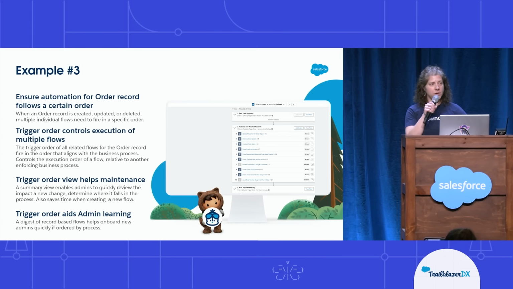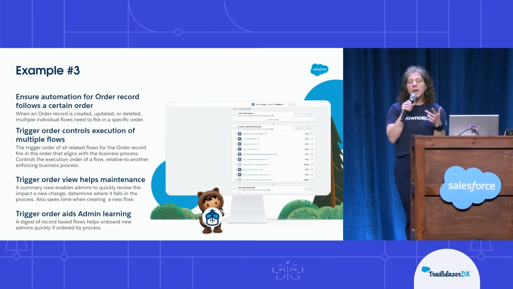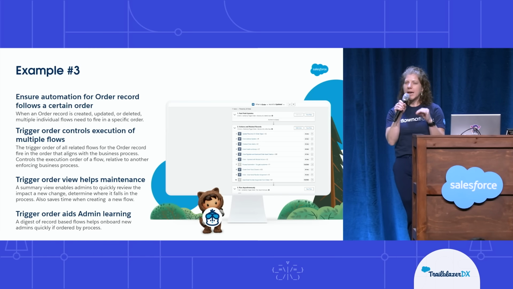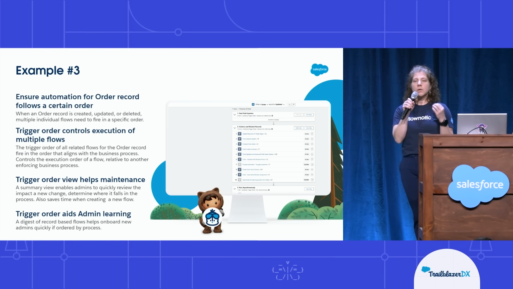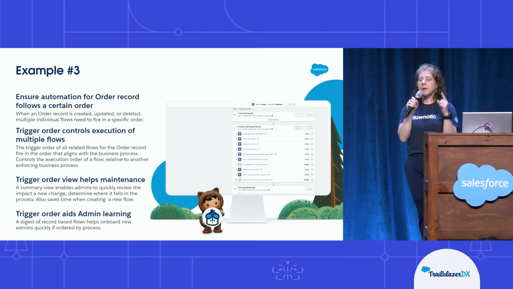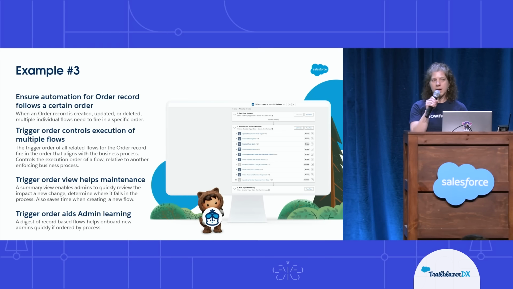So I love this not only for getting a comprehensive view of all my flows per object, custom and standard, but I also can reorder them. And I love this because I have a lot of flows for my order record because it's tied to a very specific business process with very tight entry criteria. So for me, I get to reorder these flows in the order in which my business process is running. And that just keeps the whole thing organized.